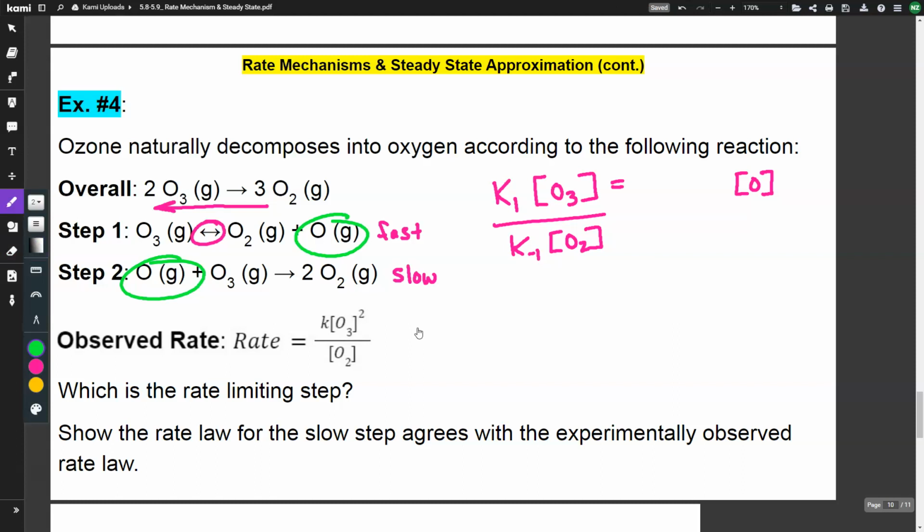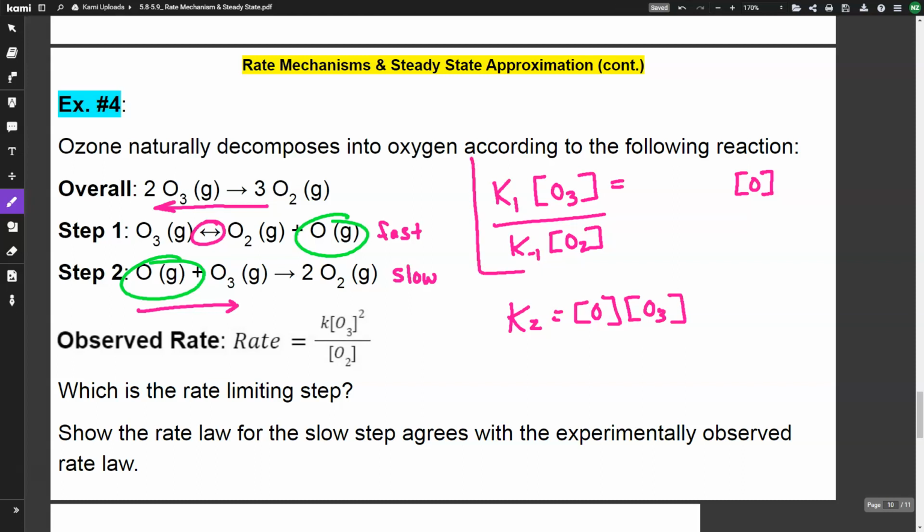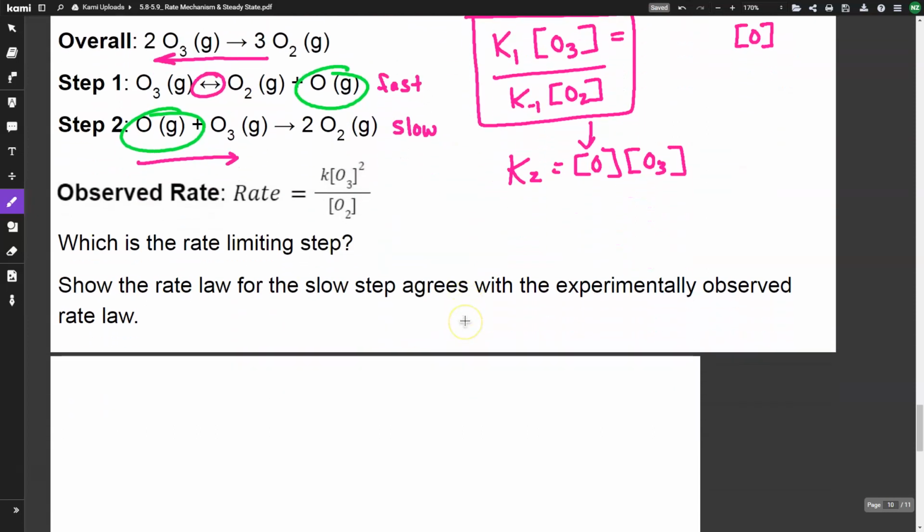Okay, so let's write out the rate for step 2, because step 2 is the slow step. So that would be rate equals K2, and going this way in the reaction, because it's only one direction, we have O and then O3. And just like in the previous example, we are going to substitute this in for O. This is why I added another page, because it gets a little messy here.